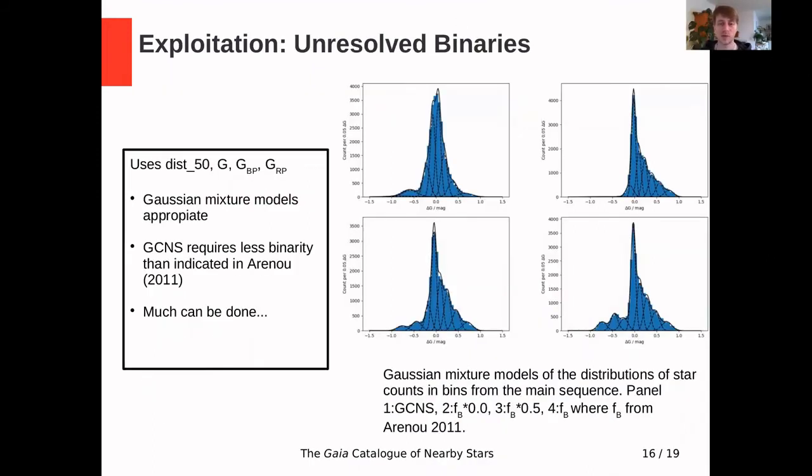We also investigated unresolved binaries. They can be identified as overluminous sources above the main sequence. For equal mass binaries, for example, the source is twice as bright as expected for a star with that particular color. This is equal to a decrease in magnitude of 0.75. In the top left panel, we show the difference of sources to the main sequence in G magnitudes for the GCNS. We see an excess at minus 0.75, indicative of unresolved binaries.